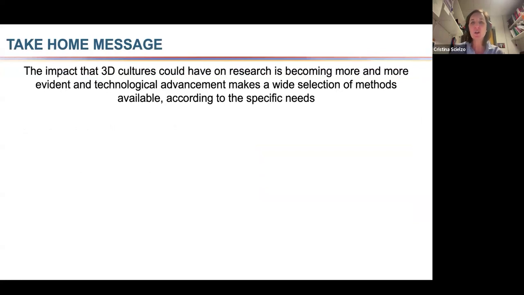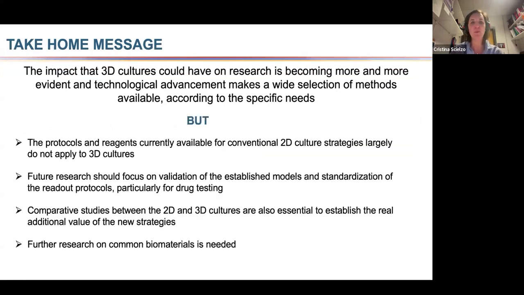but there are some points that we have to keep in mind. So the protocols and reagents that are currently available for conventional 2D culture probably do not apply for 3D culture, so you have to consider that. And future research should focus on the validation of the established models and the standardization overall for drug testing.